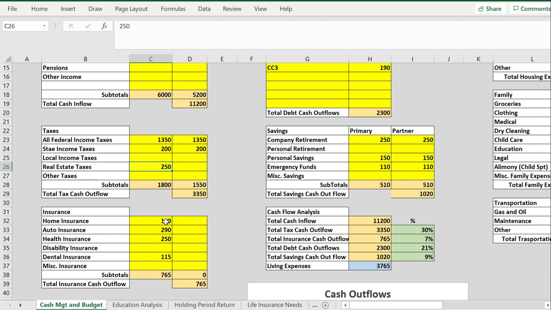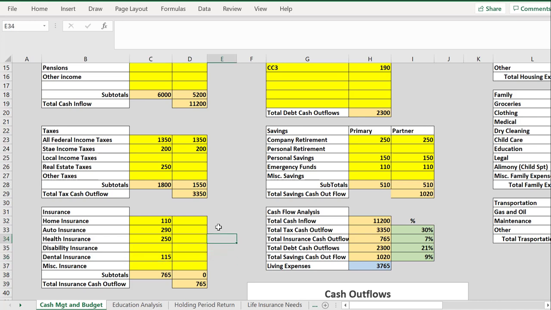Likewise, the same thing is true with homeowners insurance. That's usually in the mortgage payment. So when we see the mortgage payment, we're going to know that that is net of the escrow expenses. Auto insurance, $290. We're still contributing $250 to health insurance, $115 to dental.